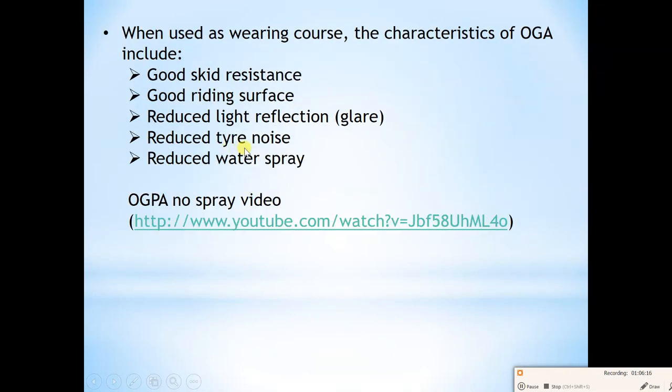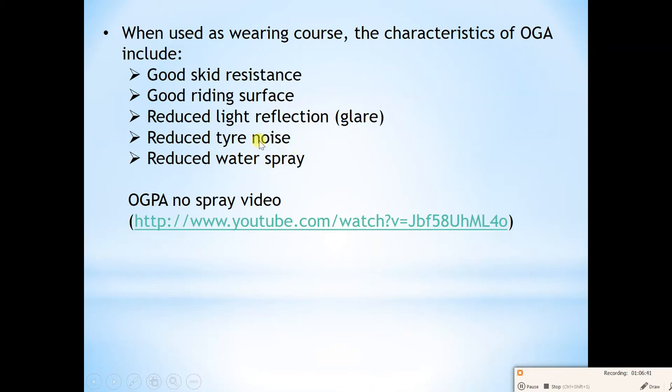Okay, reduced tire noise. I think just now we see that it performed very well in the noise. It has the least noise. Reduced water spray. Okay, so because it's porous, the water can just seep through the asphalt and then it can just drain away to the side of the road.